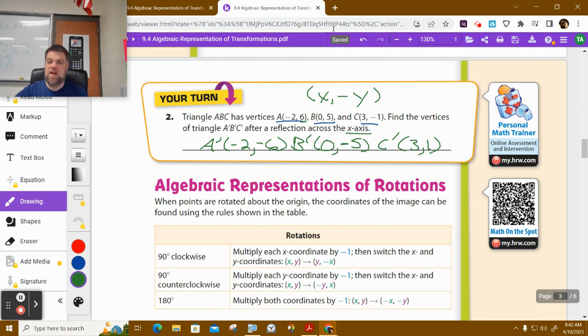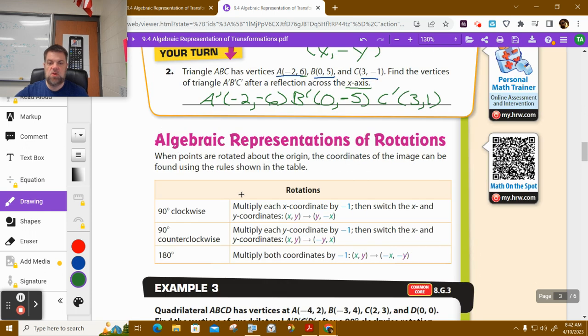So what I'd like for you guys to do now is read the algebraic representations on rotations while I post this really quick.